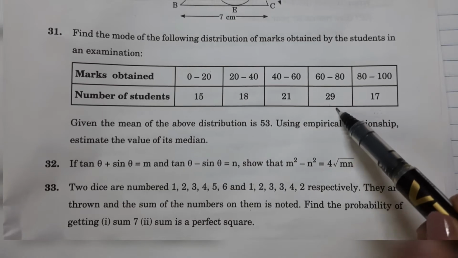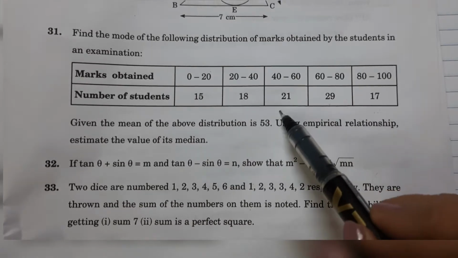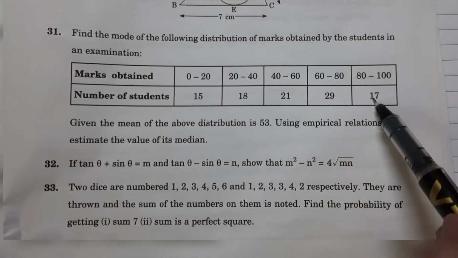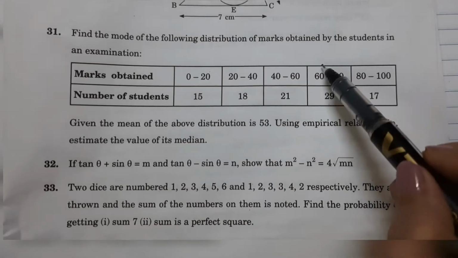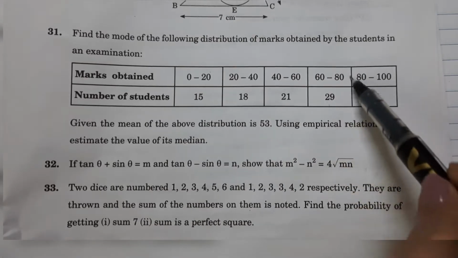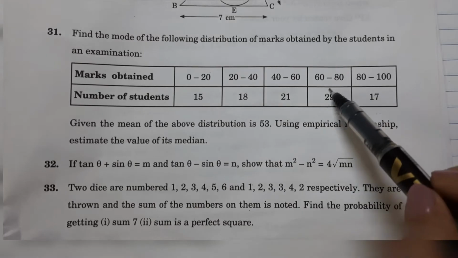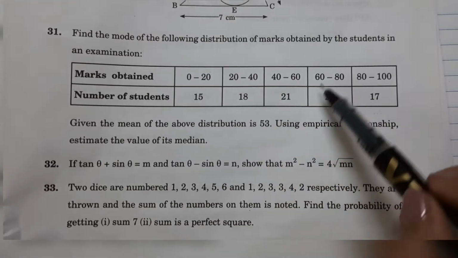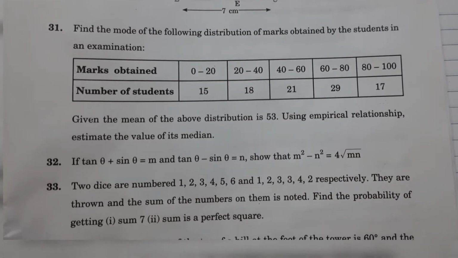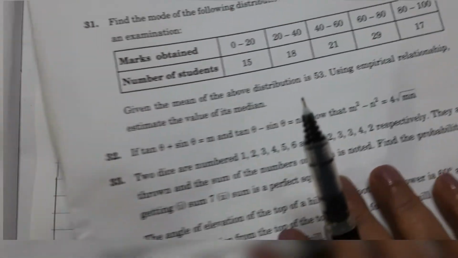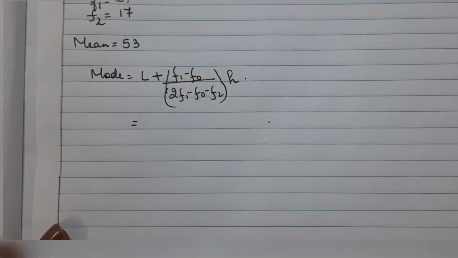So this will be F1. The previous one will be F0. The next one will be F2. And the lower limit, the modal class will be 60 to 80 because the highest frequency is 29. L will be 60. So first we'll find out mode and then find out median.